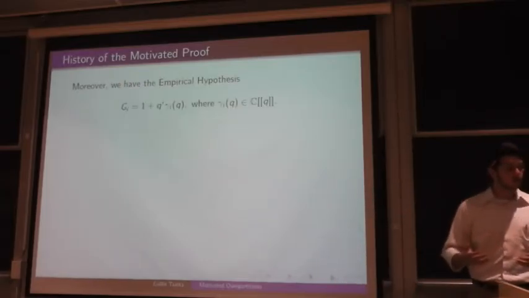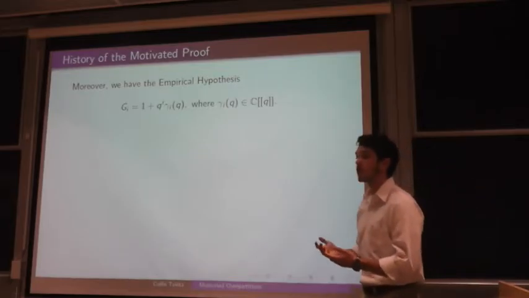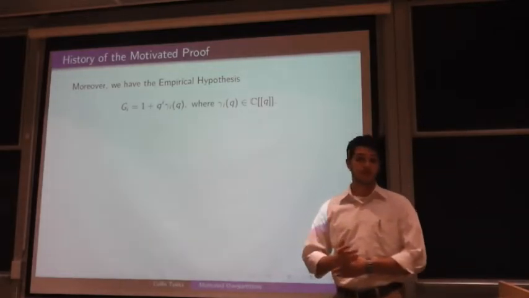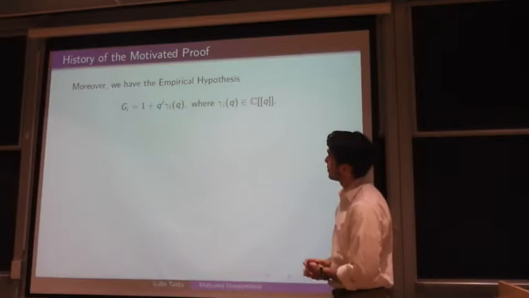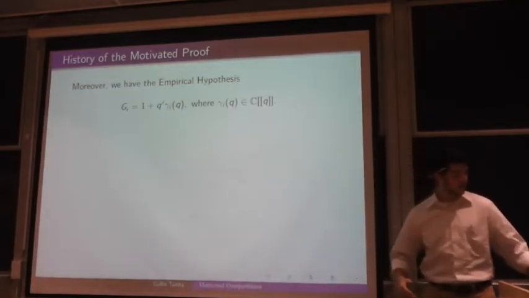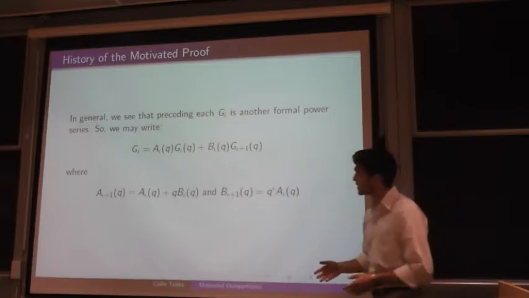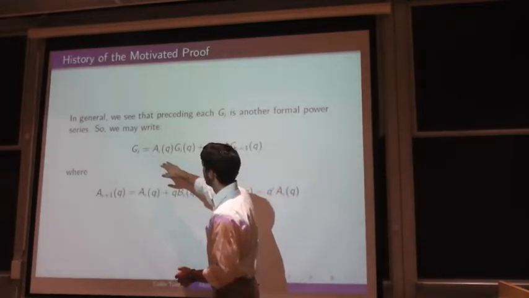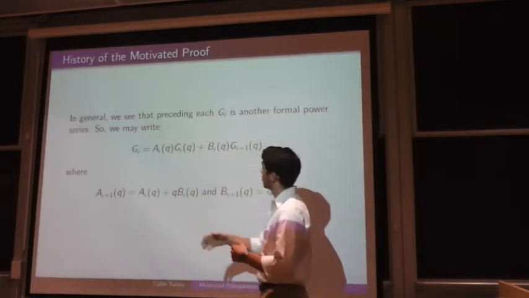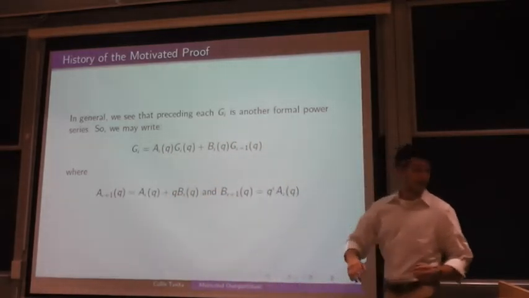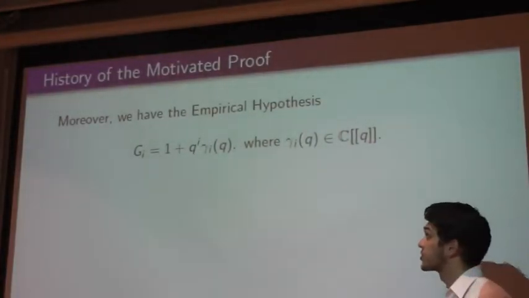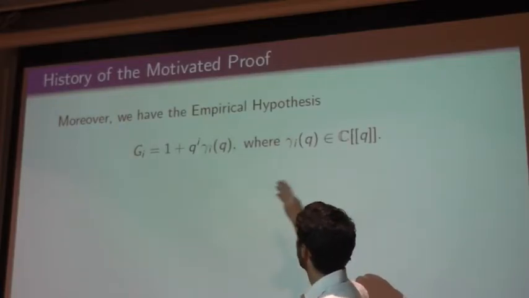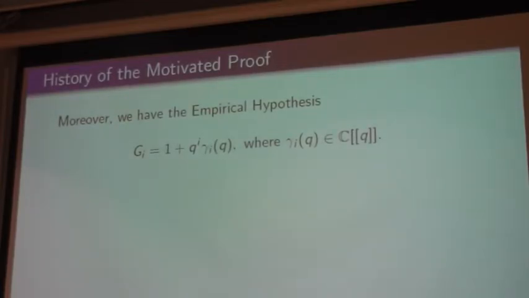So in general, this leads to the empirical hypothesis, which George Andrews and R.J. Baxter sought to prove in order to recover the sum side of their identities. So the empirical hypothesis is, if we think back to what we had before, that each G sub i can be written as a product where this side starts with 1 plus q to a power, and this side starts with just q to a power. And what we realize is that all G sub i can be written in such a way where we have 1 plus q times another power series with non-negative coefficients.